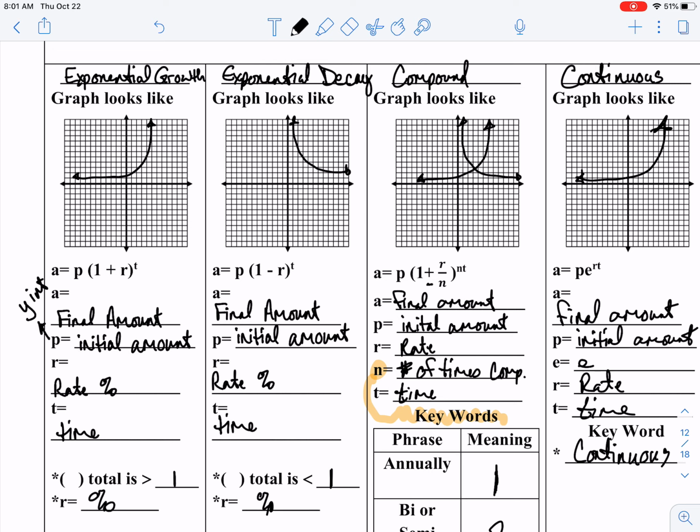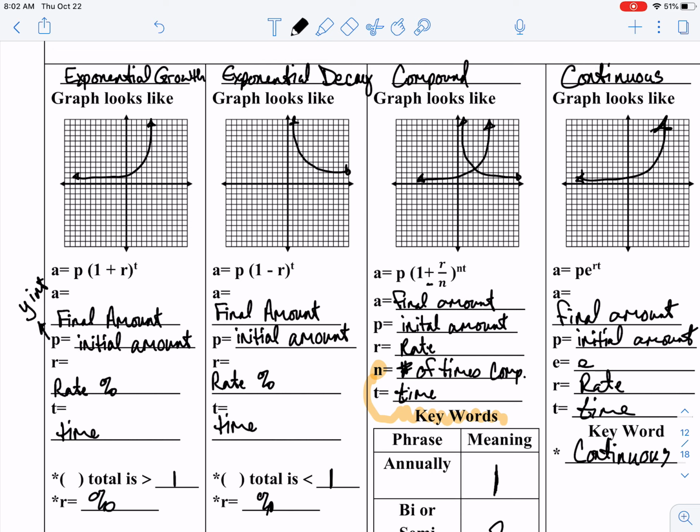If what's inside of parentheses is bigger than 1, you have exponential growth. And again, R is just a percentage. A, P, R, and T are the same exact thing for all of these equations. The only difference between exponential growth and exponential decay is that what's inside parentheses, when you subtract, becomes less than 1. And again, R is still a percentage.